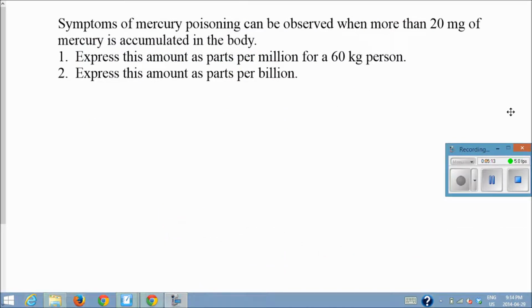Okay, so I'm going to go over this example here for parts per million and parts per billion. Mercury poisoning can be observed in humans when you have 20 milligrams in your body. It accumulates in your brain. Your body gets rid of it, but once you get 20 milligrams, you essentially go crazy. So it says express this amount as parts per million for a 60 kilogram person.